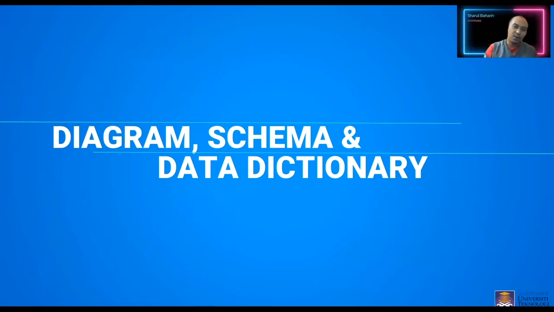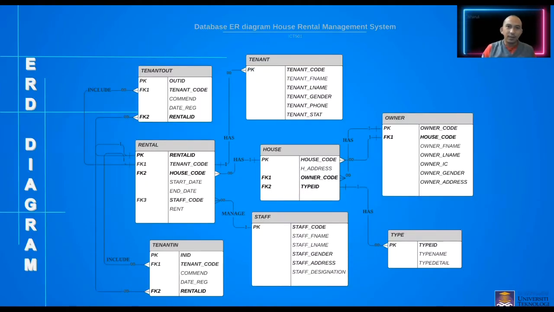Next, we want to show to all of you the diagram, schema, and data dictionary. Okay, as we can see now on the screen is an ERD diagram for the house rental management system. We propose eight tables for the system. First is the rental table, tenant table, house table, staff table, owner table, type table, tenant out table, and tenant in table.